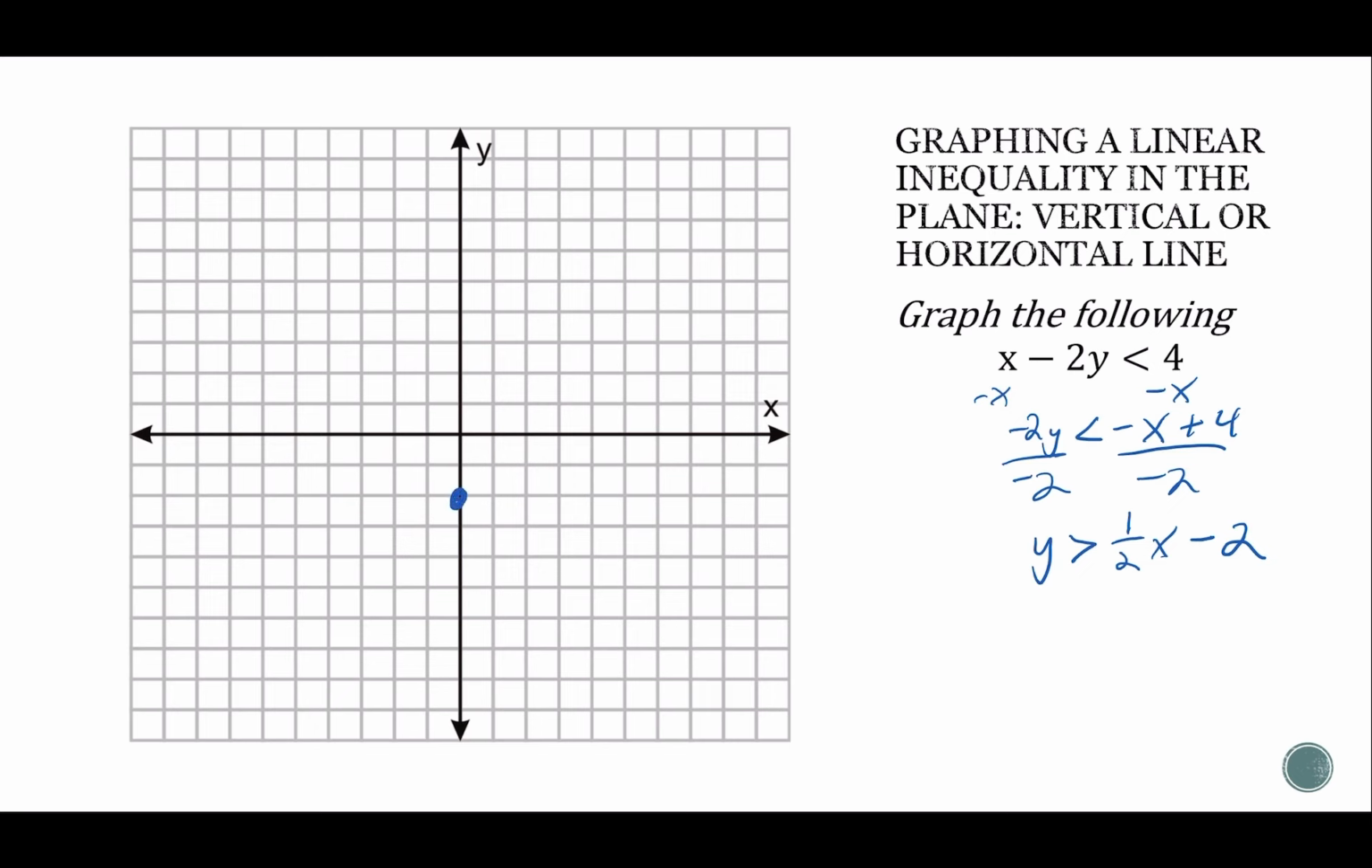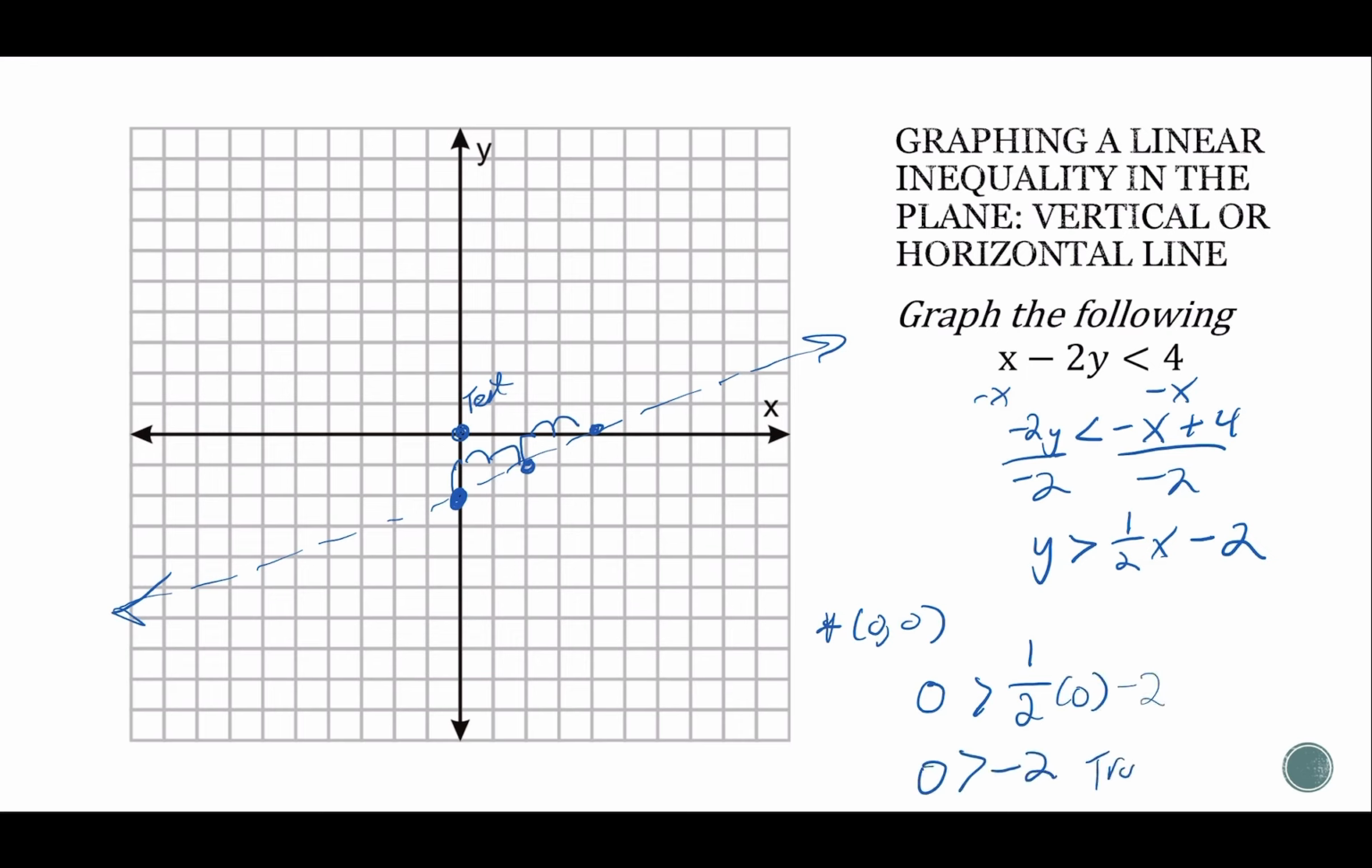So here's my y-intercept. My slope's 1/2, so I go up 1 over 2, up 1 over 2, and it's strictly greater than, so this line is going to be dashed. Then I have to decide whether to shade above or below the line. So I pick my test point, which is 0, 0, and I substitute it in. So I have 0 is greater than 1/2 times 0 minus 2. 0 is greater than -2. This is true. So that means my test point's part of my solution, and I'm going to shade above the line.